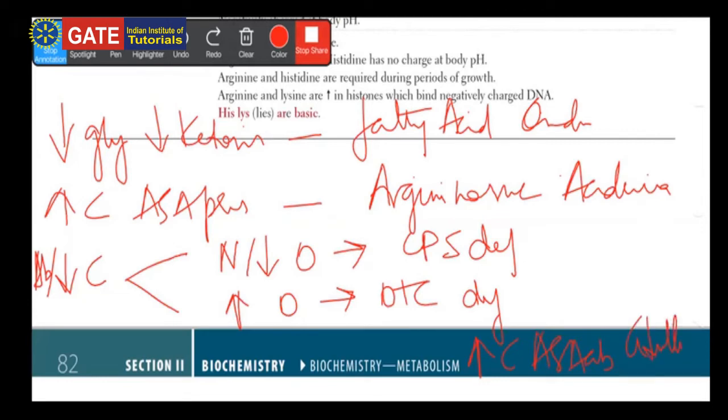So depending upon the plasma metabolites, you go for each and everything. Or you can make a tabular column out of this also. I will give you a tabular column. I hope that tabular column is there in the first stage.